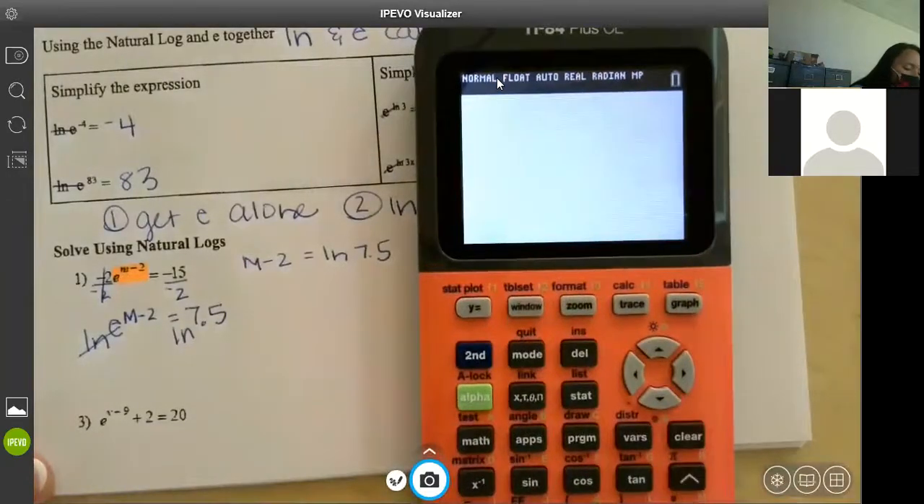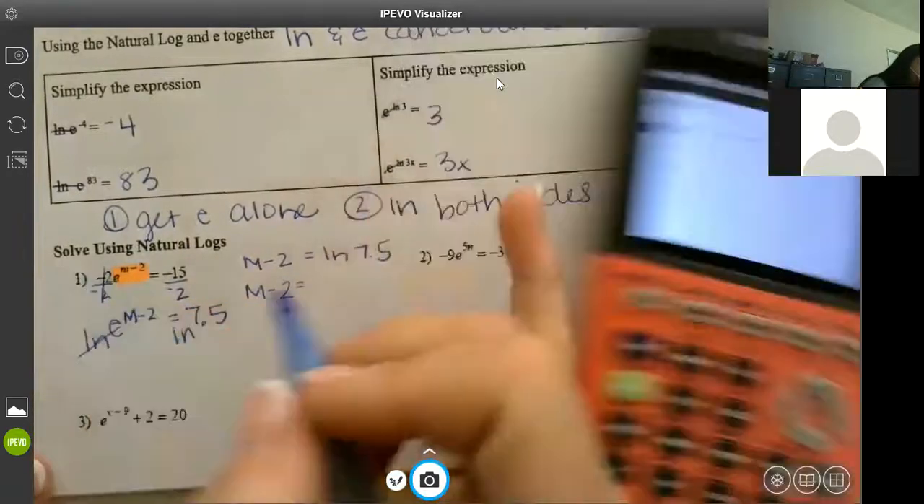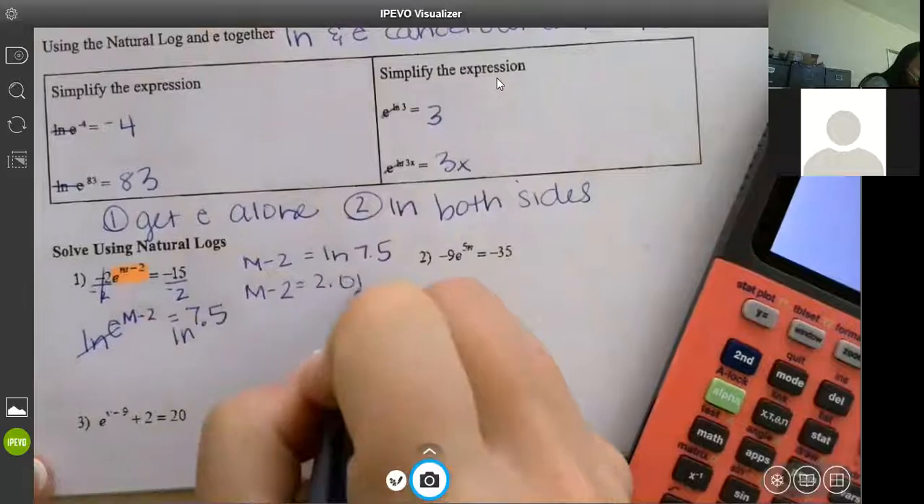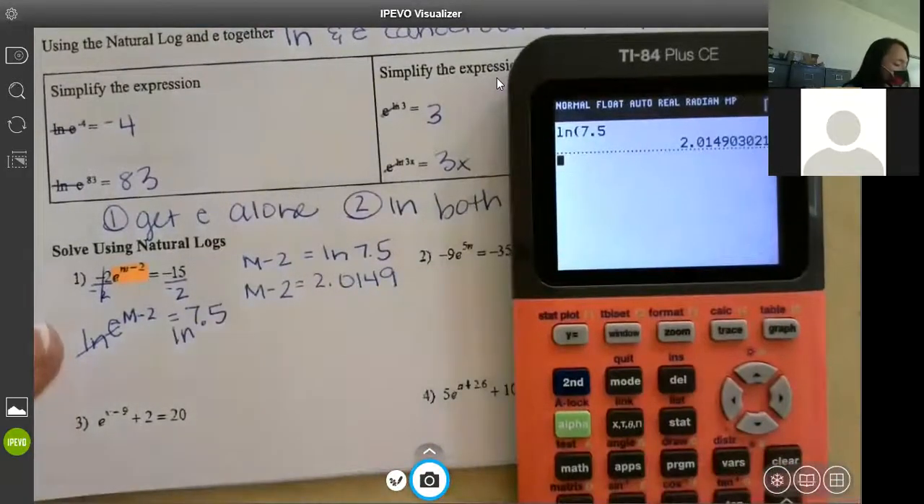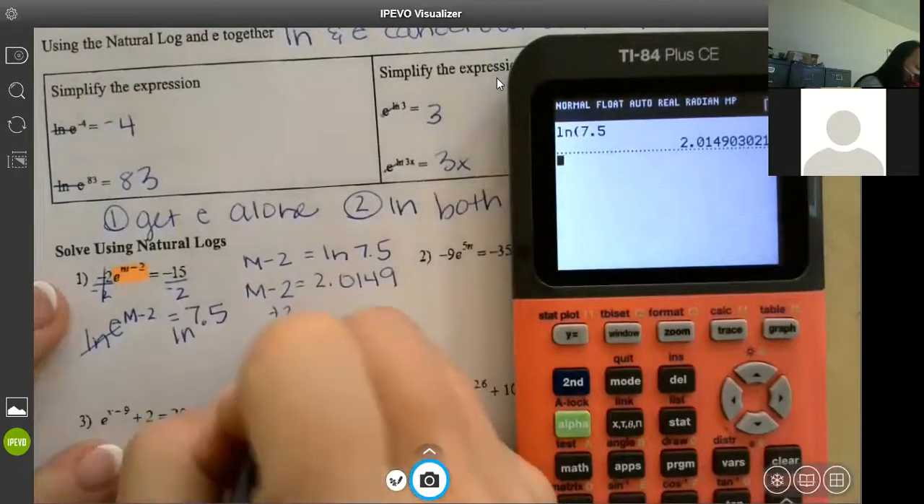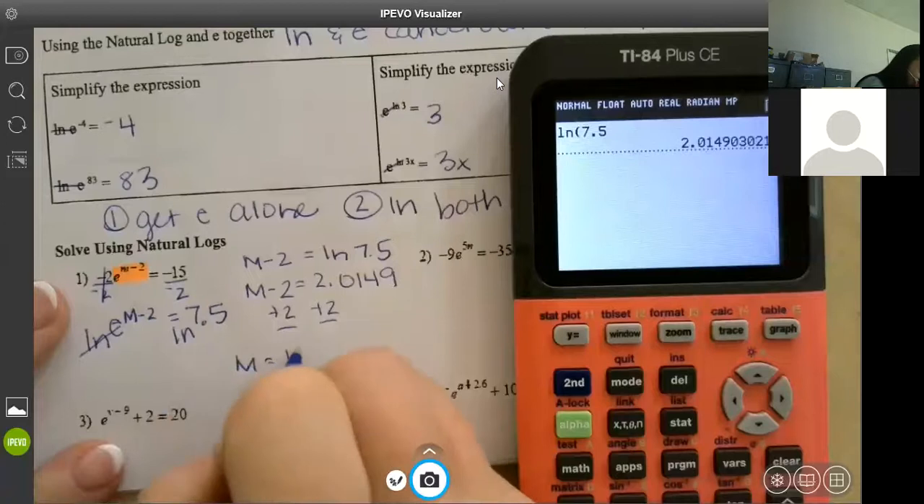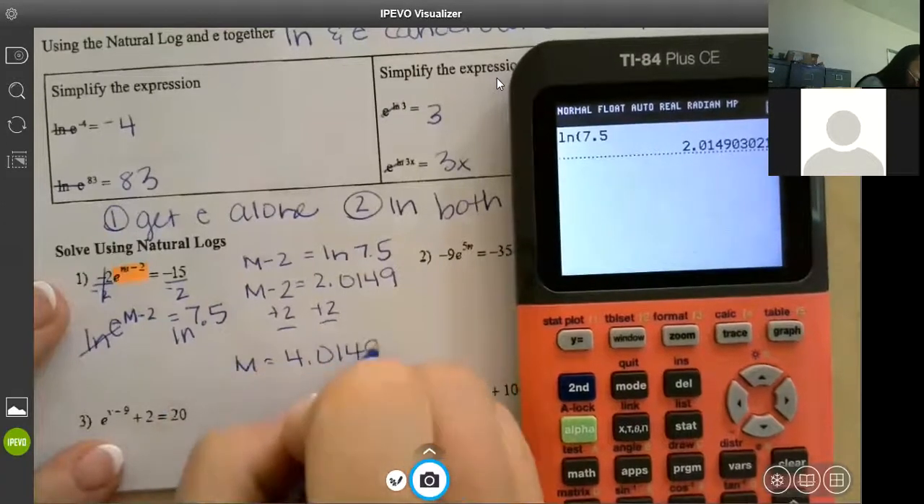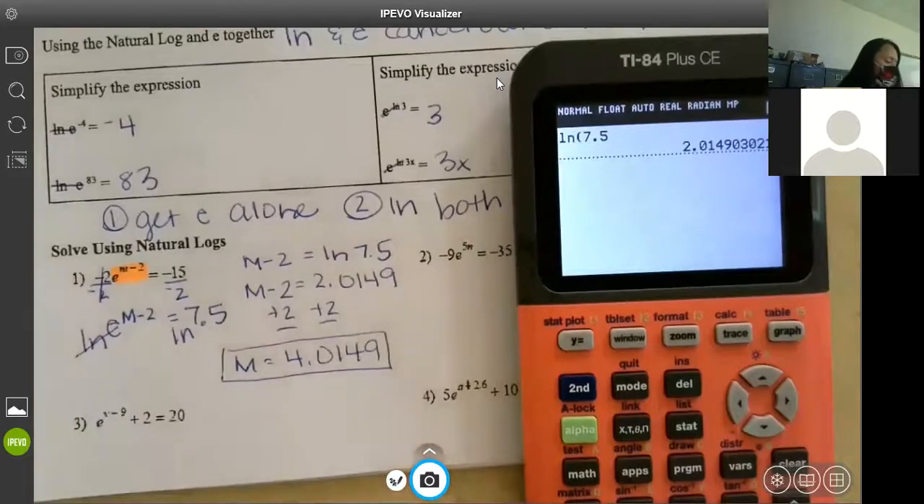You're going to evaluate your ln in your calculator. We get m minus 2 equals, to 4 decimal places, 2.0149. And then how do I finish my equation? Add 2. There you go. Which gives me that m equals 4.0149. And that's it.